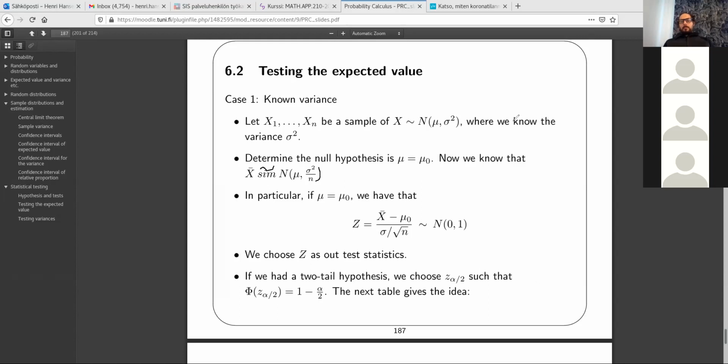Now we calculate, in a similar way as we calculate a confidence interval, the confidence interval around the hypothesized expected value.